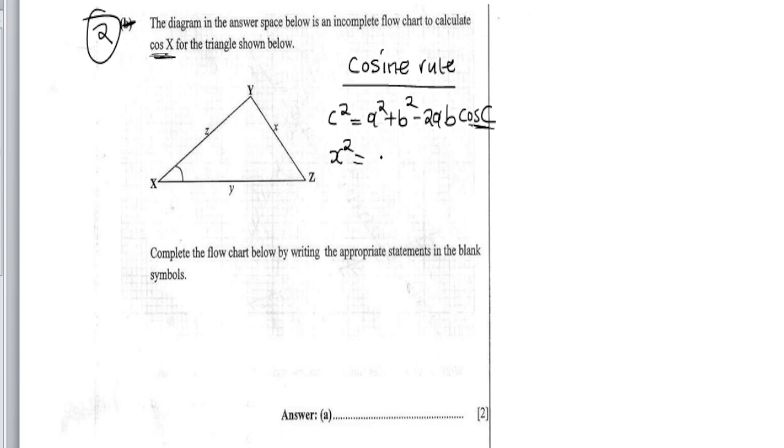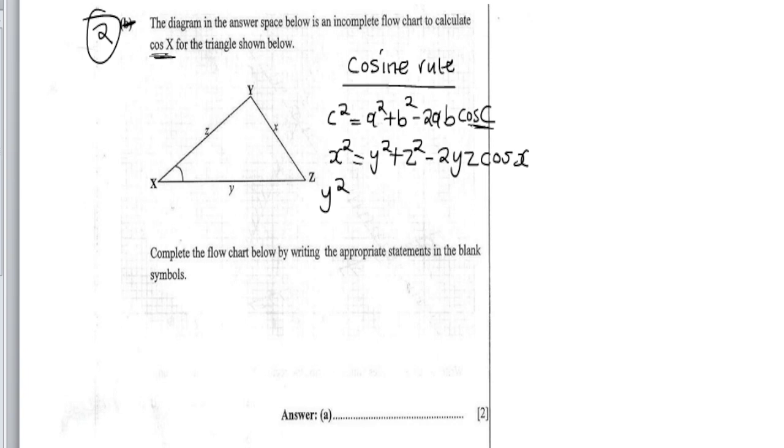If I've put x here, then where there is a, I can put y squared. Then where there is b, I can put z squared minus 2. Remember, where there is a is y, where there is b is z. Then cos what? Cos x. But the question is, how do I make cos x the subject of the formula? To make cos x the subject of the formula, this is what I'm going to do. I'm going to swap these. So I'll say y squared.